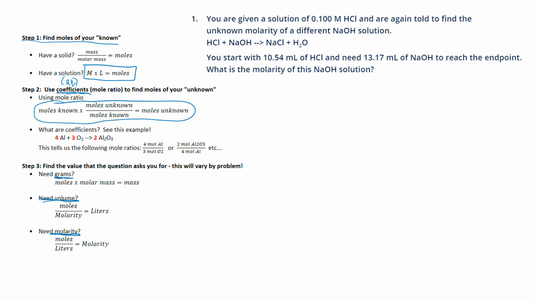So let's look at this problem. Problem number 1. You're given a solution of 0.1 molar HCl and are told to find the molarity of NaOH. And let's start writing down things that we know. I'm going to start by underlining them. We know the molarity and the volume of HCl. So we know we have 0.1 molar HCl, and we know the volume is 10.54 milliliters.